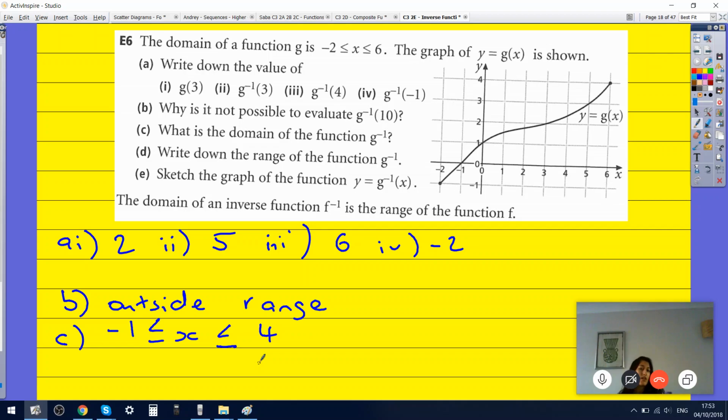And then just sketch the graph. Hang on. Part D, the range of the other one. Isn't that just what we just did? What's the difference between the range and the domain? The domain is the x, and the range is the y.